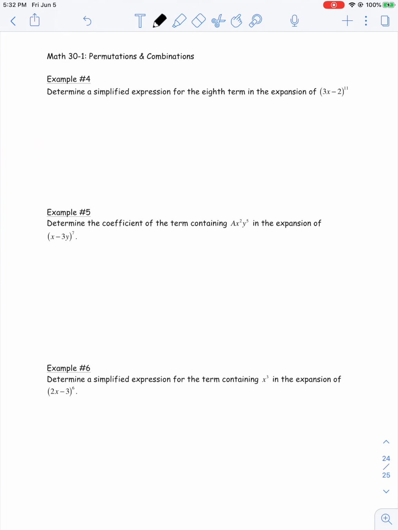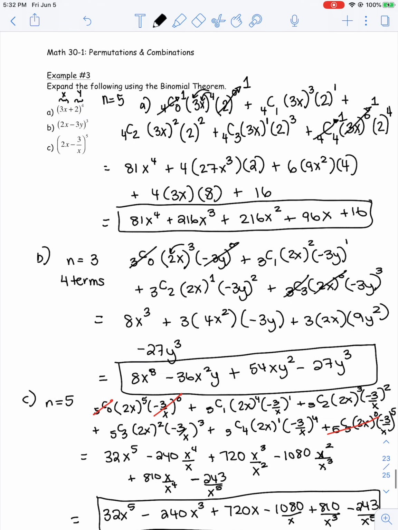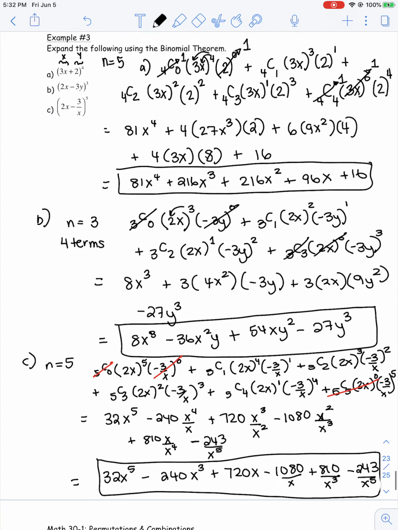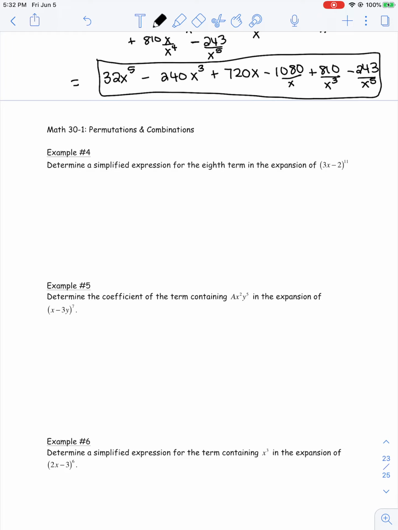Example number 4, they're saying determine a simplified expression for the 8th term. So this is where we can use the equation that was bolded. So this is on your formula sheet as well. So we want to rewrite this first of all and use that, because that will help us jump instead of rewriting every single term and then just figuring out what the 8th term is. It would make sense to use this equation.